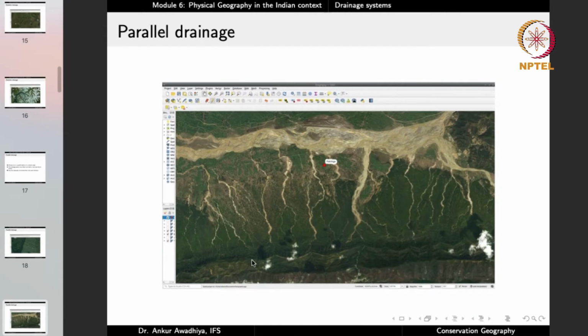This is another example. Now here this portion is a highland, this portion is a lowland, and all of these streams are moving in a parallel direction.